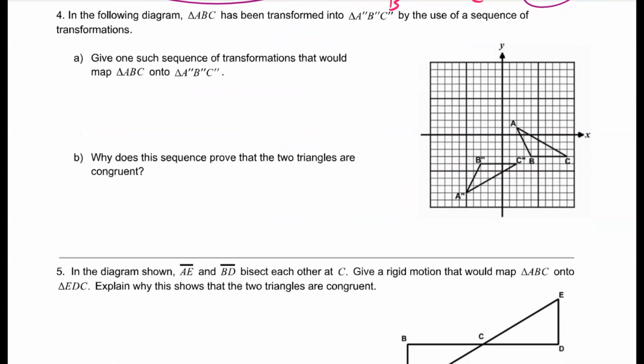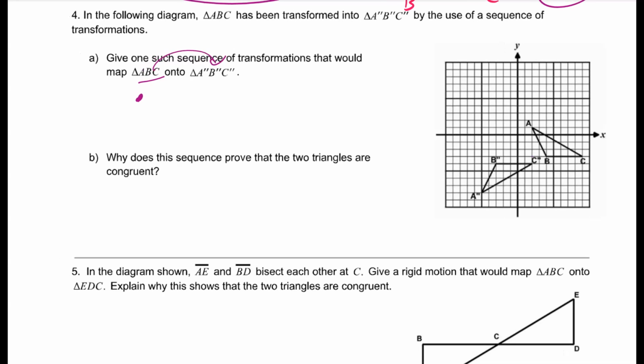Number 4. In the following diagram, triangle ABC has been transformed into triangle A double prime, B double prime, C double prime by the use of a sequence of transformations. Give one such sequence of transformations that would map one triangle onto the other. So I'm going from this pre-image to this image. The first thing I always like to start with, if the triangles aren't close enough together, is a translation. So I'm going to translate, if I'm counting my boxes, 1, 2, 3, 4, 5, 6, 7 left. So I'm going to start with translating 7 left. And just so they're connected, I'm going to move it down 1 as well.